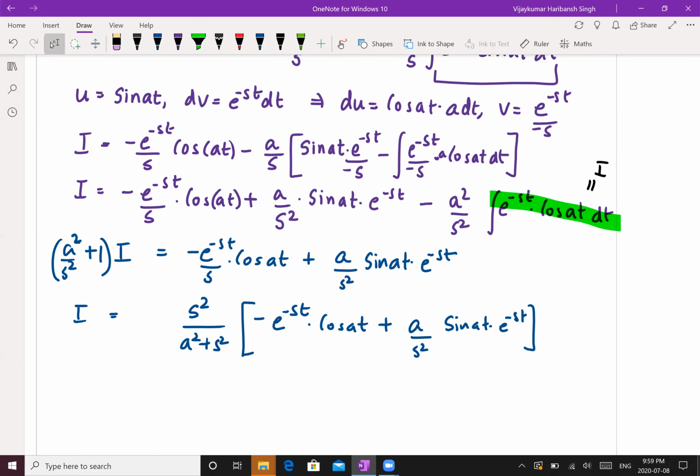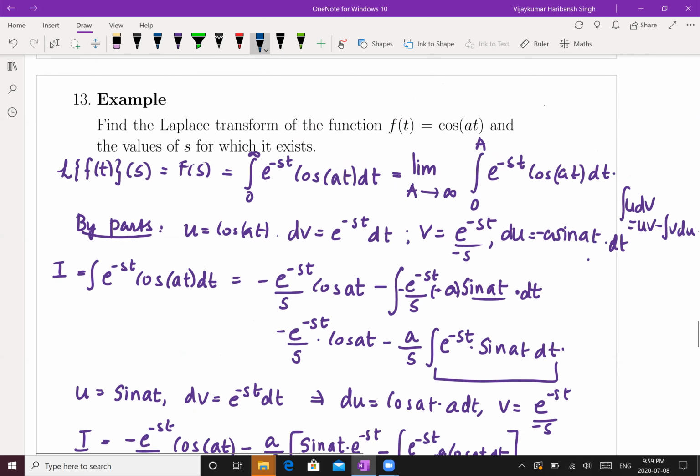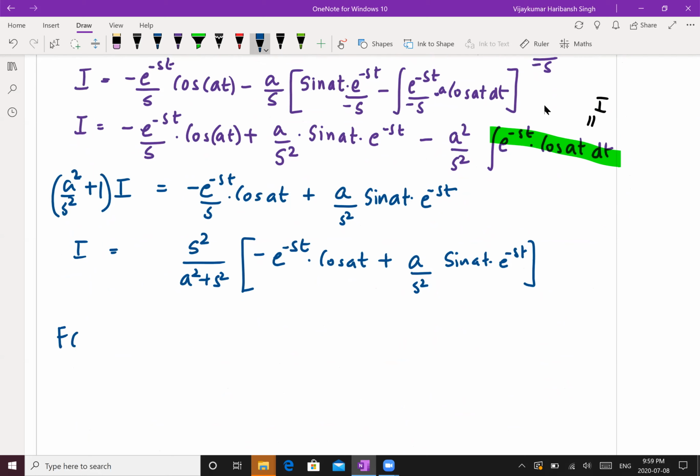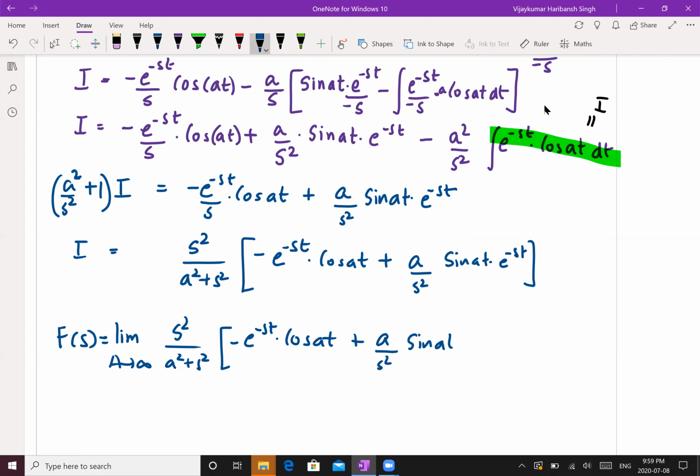So now if you want to compute this limit, let's call this f of s. So f of s is going to be the limit as a goes to infinity of s square by a square plus s square times e to the power minus s cos of at plus a by s square sine of at e to the power minus s, with the limit from 0 to a.